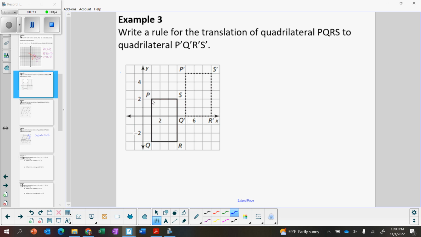I'm going to take one point and a matching prime point, right? I have to pick matching points, but I'm going to check moving to the right first, then up or down second. So we start by going over 1, 2, 3, 4. So we went x plus 4. And then from there, we went up 1, 2, 3. So that's y plus 3. So this was x, y goes to x plus 4 and y plus 3.